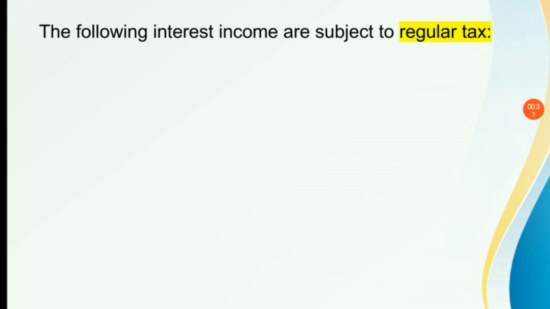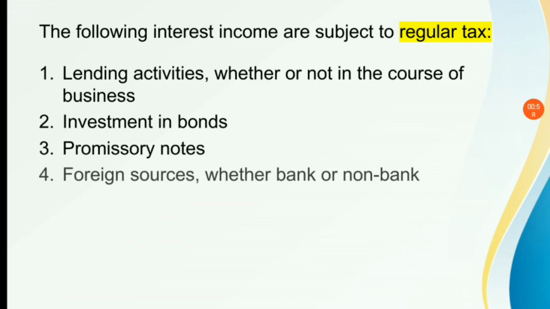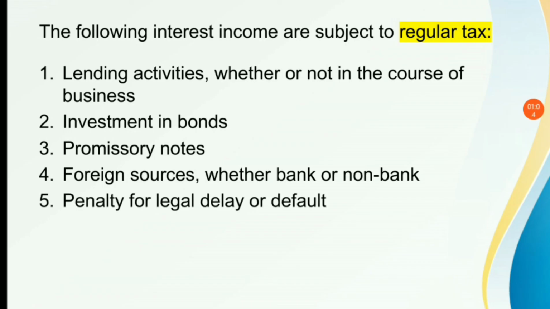Then, we have here something that you have to take note of. The following interest income are subject to regular tax. The items listed here are not subject to final tax, but are subject to regular tax. First, lending activities, whether or not in the course of business. Second, investment in bonds. Third, promissory notes. Fourth, foreign sources, whether bank or non-bank. And fifth, penalty for legal delay or default. So these five items are subject to regular tax, not final tax.